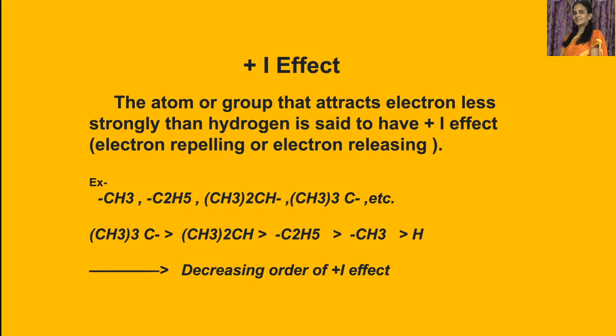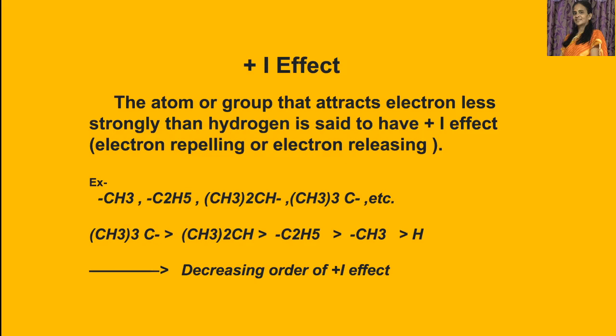Okay, next, now let us see the different examples of plus I effect exhibiting groups. The first one is the methyl group, CH3. This is the ethyl group, C2H5. This is the isopropyl group, CH3 taken twice, CH. The next one is CH3 taken thrice, C. This is the tertiary butyl group. So these are the different alkyl groups which exhibit plus I effect.